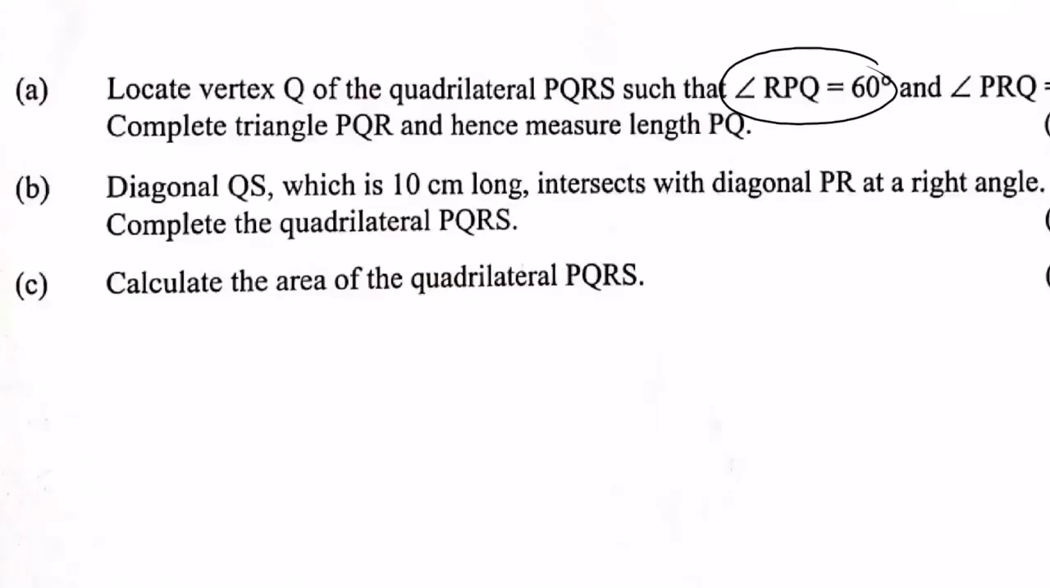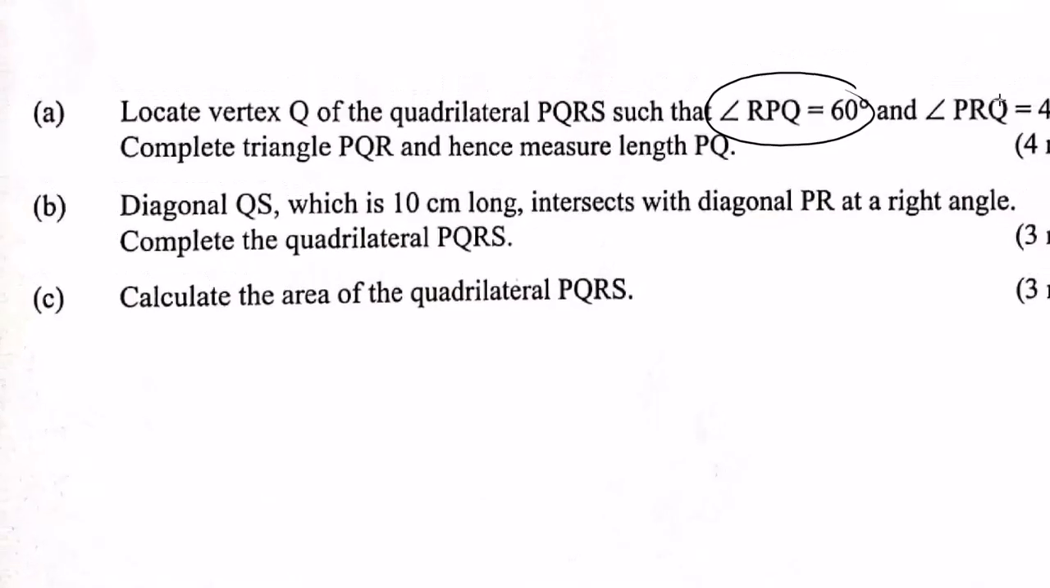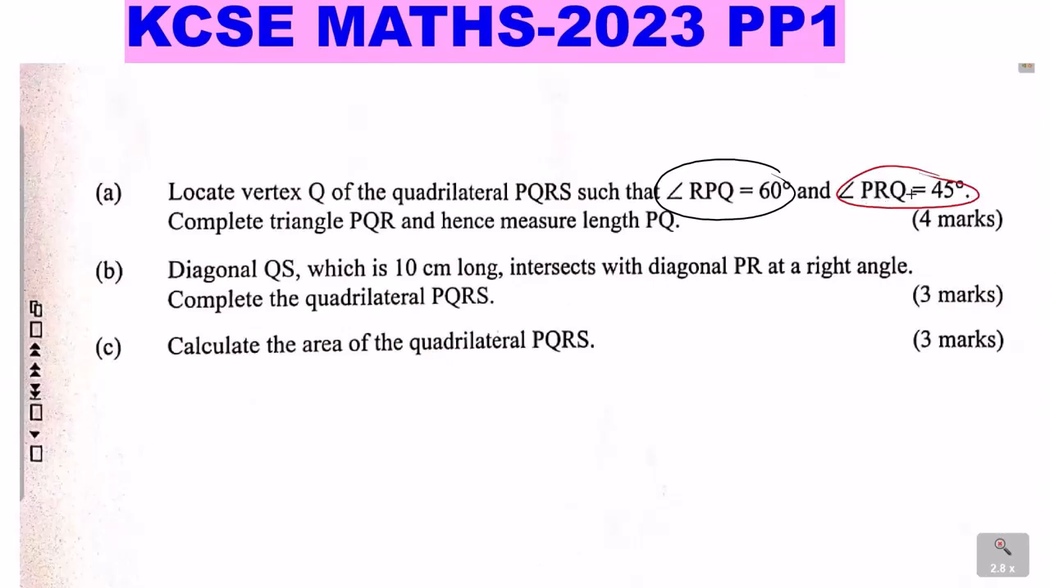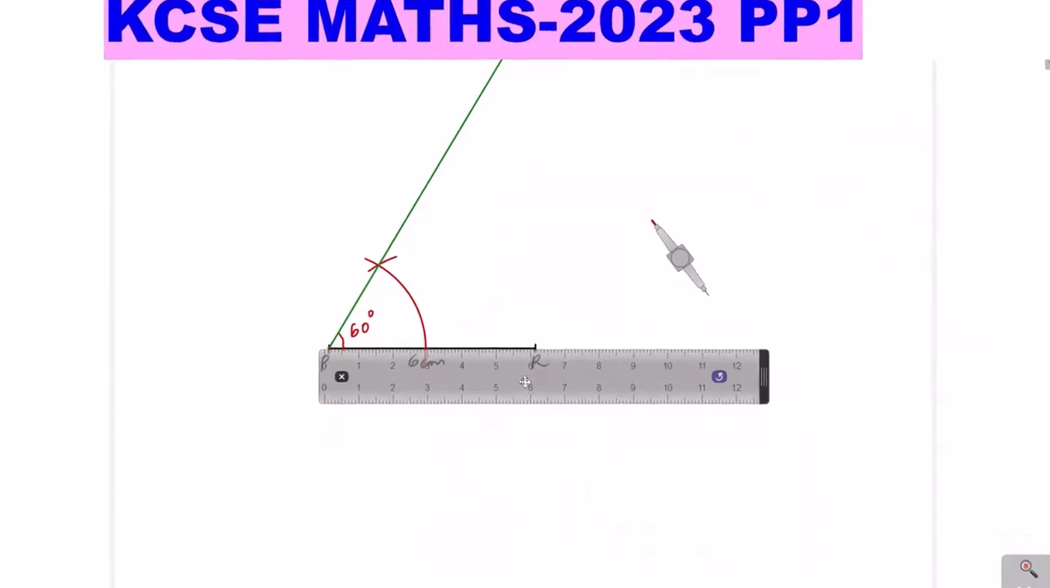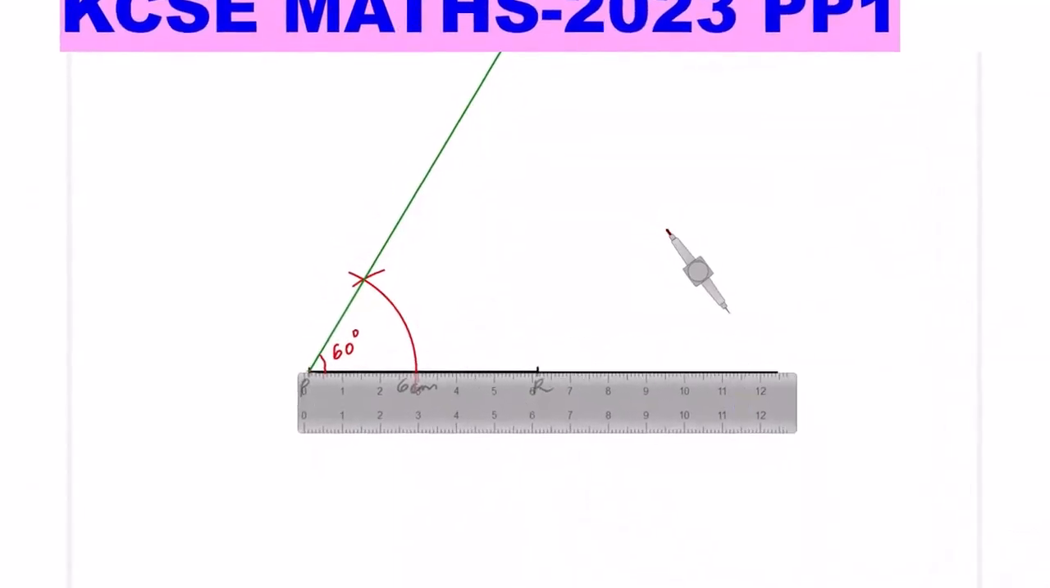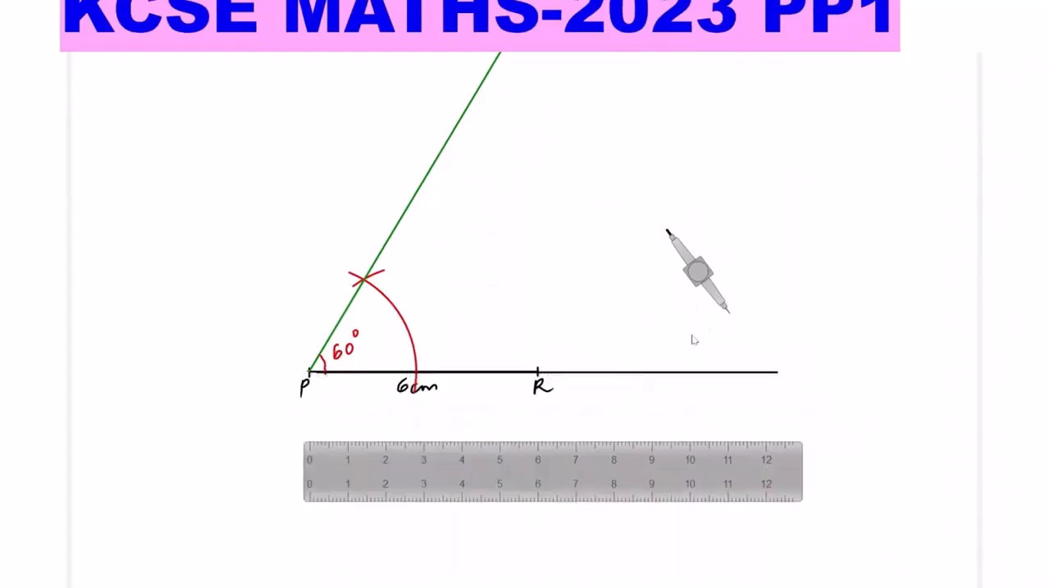The other part, you're supposed to construct this angle PRQ to be 45 degrees. So that means you're constructing an angle of 45 at R. So how do you construct an angle of 45 at R? I will extend line PR. Let me extend it like that. And then to construct an angle of 45 at R, I'll begin by constructing an angle of 90 degrees, then I bisect it to get 45. So let me start by constructing an angle of 90 degrees.